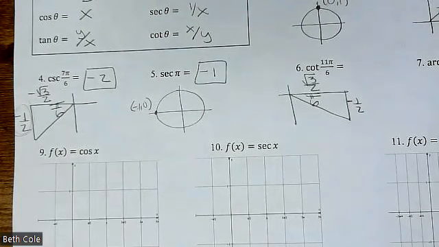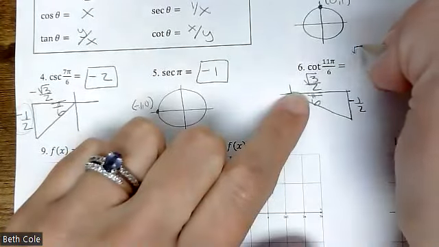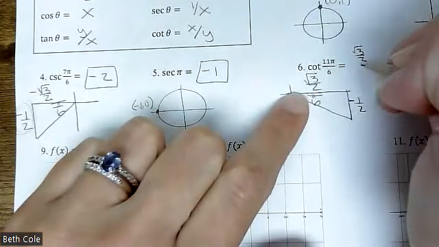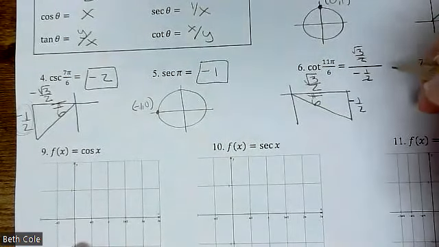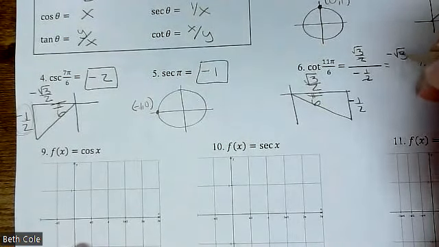Cotangent is x over y. So that's going to be square root of 3 over 2 over negative 1/2. No panicking. I realize that looks horrible, but the 2's cancel. And it's just going to be negative square root of 3.